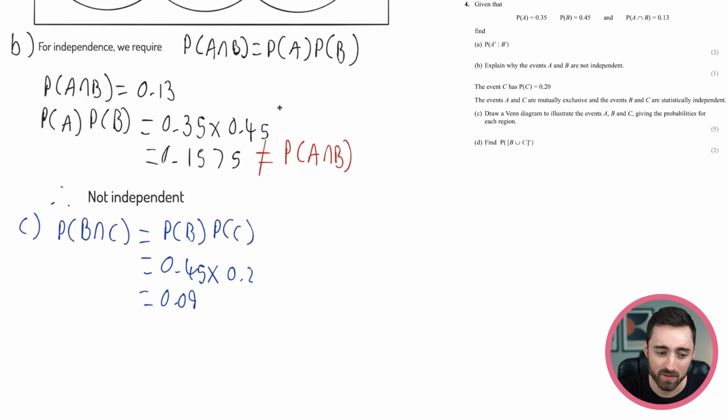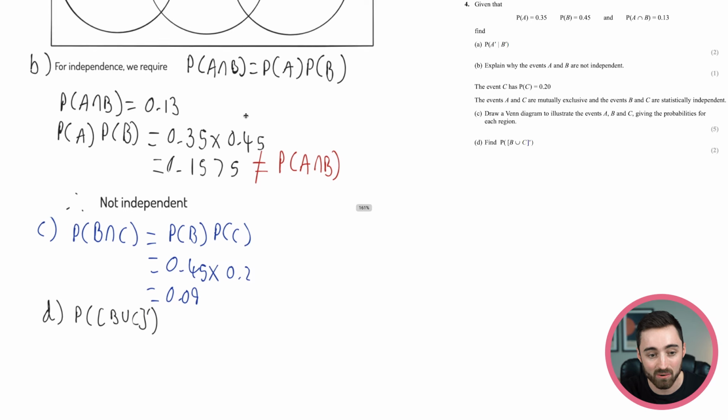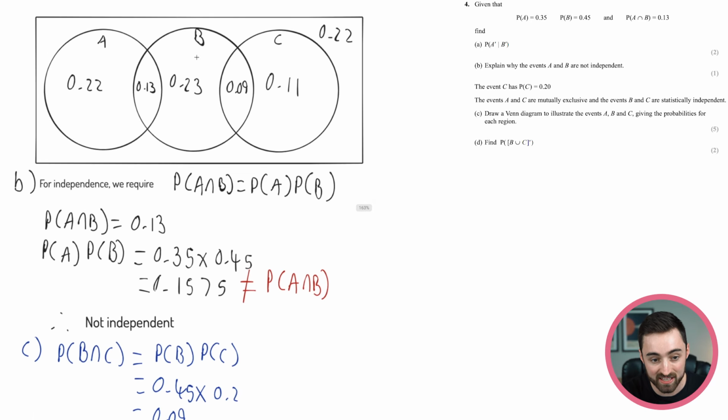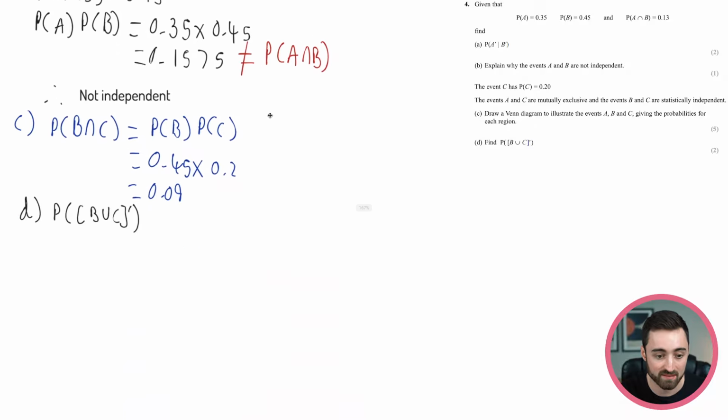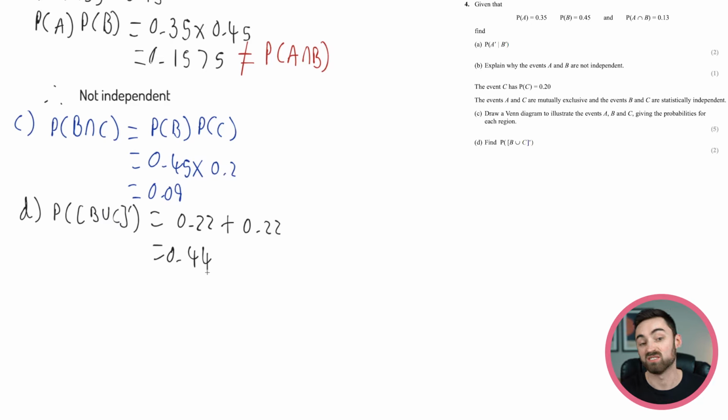Okay, part D looks a bit grim. However, I don't think it's going to be grim, because once we've got Venn diagrams, it's quite easy to get probabilities. So what are they asking for in words here? Basically, this is saying the probability of not B or C. In other words, you can't be anywhere in this circle or this circle. So really, the only two things that remain are this 0.22 and this 0.22. So the probability that I'm not in B or C is 0.22 plus 0.22, which is 0.44.